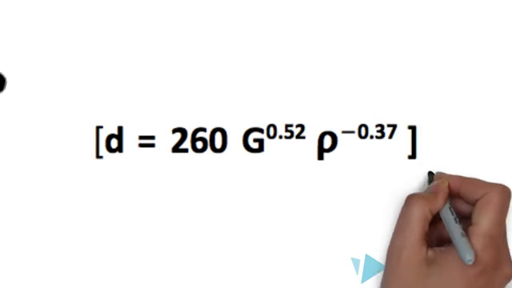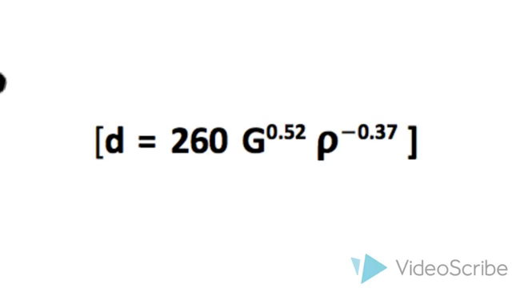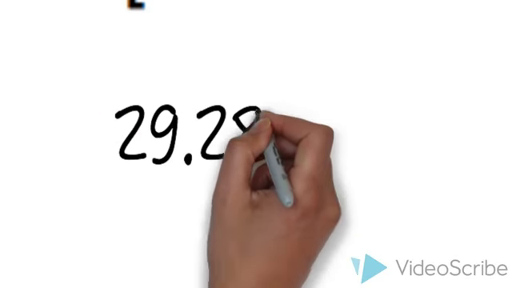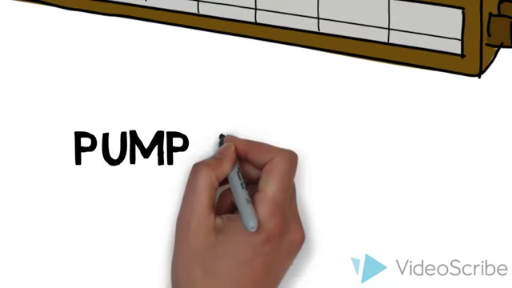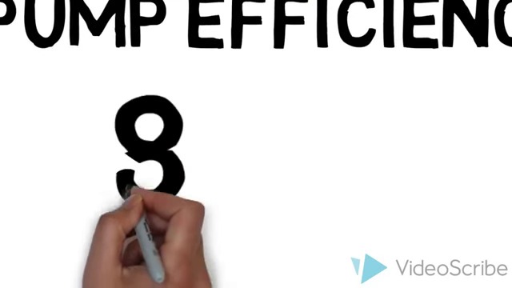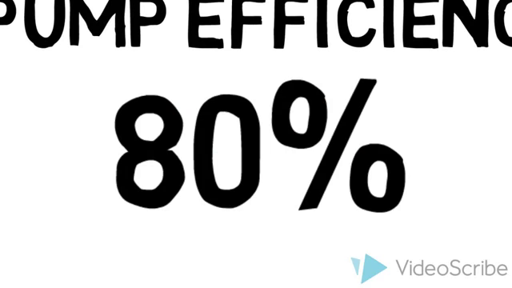Using this equation, the suggested diameter of the pipe was 29.28 millimeters, but the closest commercially available size is 32 millimeters. Next, we used the volumetric flow rate and the total pressure drop in the pipe to calculate the work done by the pump, and given a pump efficiency of 80%, we were also able to calculate the pump duty of the pump.